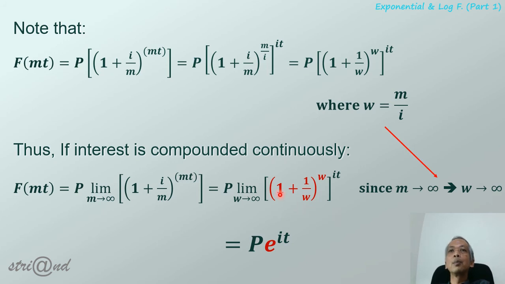And then from the note in the previous slide, we know that (1 + 1/w)^w is the natural number. So this (1 + 1/w)^w can be replaced by e. e is the natural number. So when the interest is compounded continuously, the future value of this investment is P, the present value or the principal, times e to the power of it. t is the number of periods, and i here is the interest for one period.